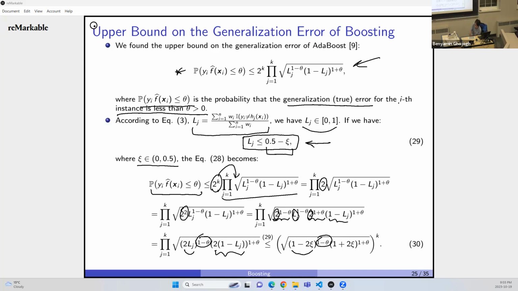Agreed? Now, equation 29, consider 2 times 1 minus Lj. Let me write it down. So what is 1 minus Lj? It becomes greater than or equal to, am I right? No. Yes. So 1 minus Lj becomes what? Can you tell me? Sorry, minus Lj. It becomes greater than or equal to minus half plus zeta. 1 minus Lj becomes greater than or equal to 1 minus half, which becomes half plus zeta. Agreed? 2 times 1 minus Lj becomes greater than or equal to 1 plus 2 zeta. Here. Agreed?